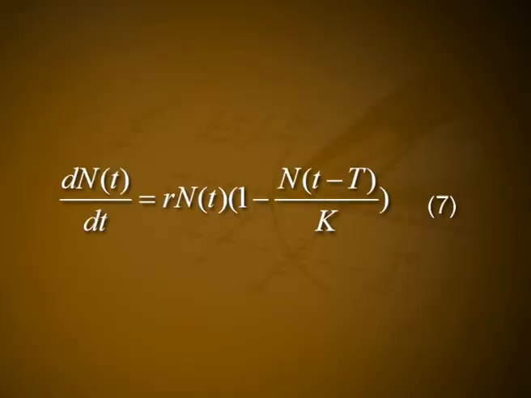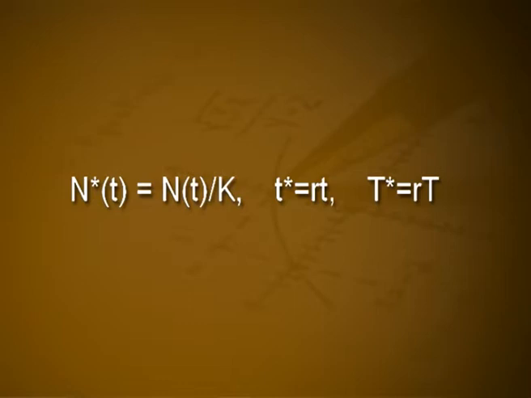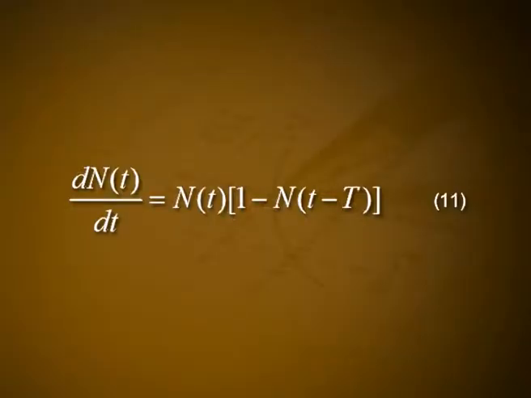It is again expedient to non-dimensionalize the model equation 7 by writing n star of t is equal to n of t by K, t star is equal to rt, and capital T star is equal to r into capital T, where the asterisk denotes dimensionless quantities. Then equation 7 becomes, on dropping the asterisk for notational simplicity, but keeping in mind that we are now dealing with non-dimensional quantities, dn of t by dt is equal to n of t into 1 minus n of t minus T.